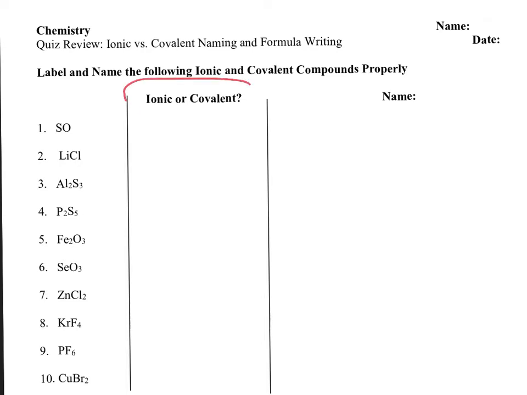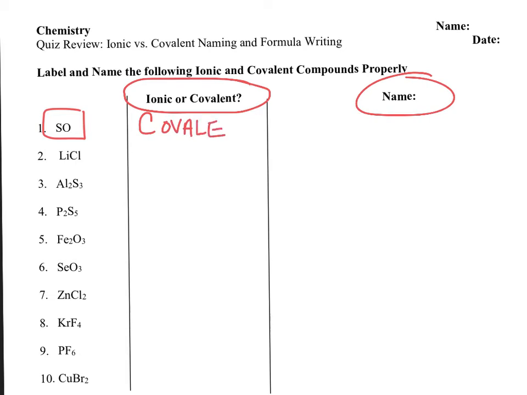So if you look, we're just trying to first of all determine if it's ionic or covalent and then properly name it. So let's start with number one. Number one is SO. S is sulfur, O is oxygen. Those are both nonmetals on the right side of the periodic table. So whenever we have two nonmetals, we know that we have something that is covalently bonded, right? So if this is covalently bonded, what do we know about covalence? That we have to use the prefixes, right? So the mono, di, tri, tetra, penta, hexa, hepta, octa, nona, deca.